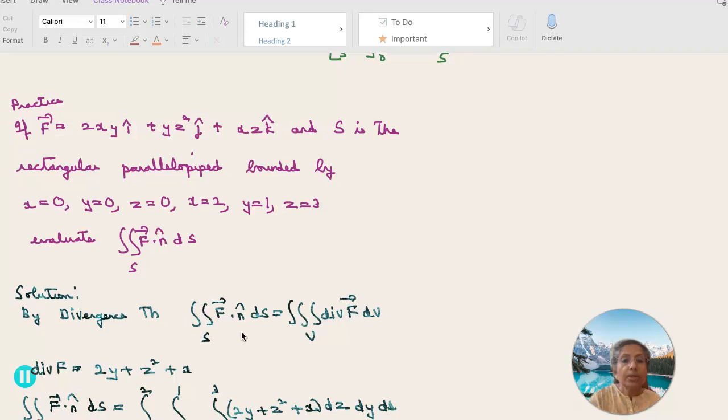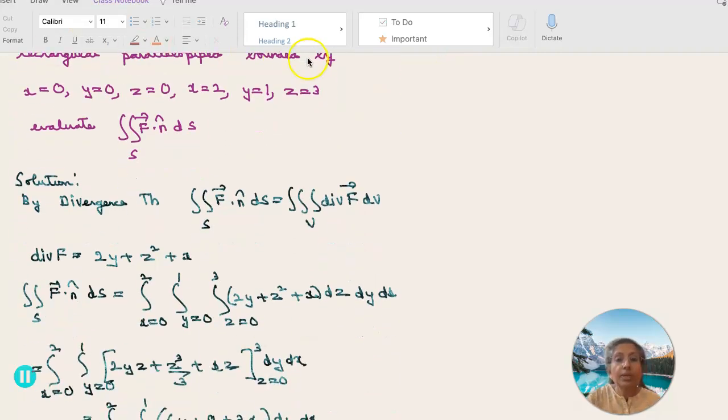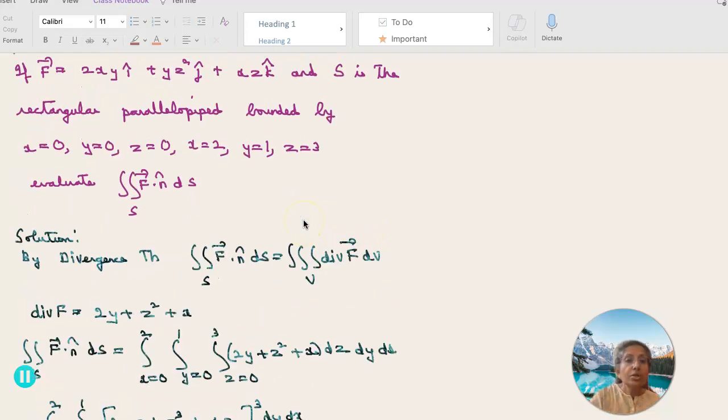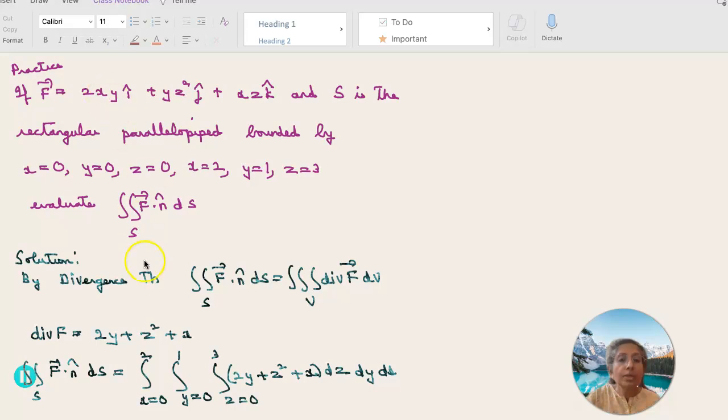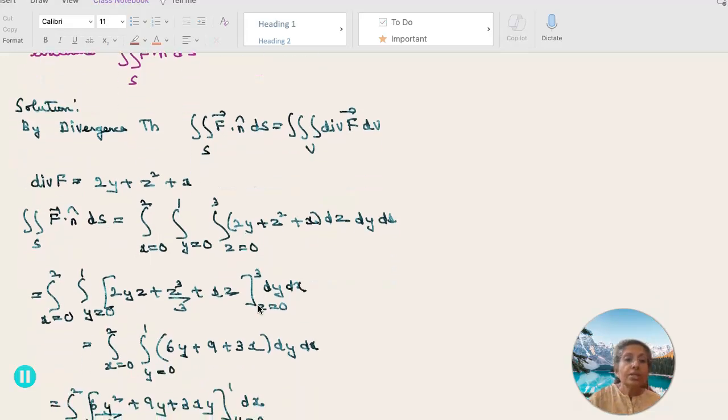Again by divergence theorem, double integral over S of F dot n dS will be triple integral over V of divergence of F dV. And what will be divergence of F here? It will be del by del x of 2xy, which is 2y, plus del by del y of yz squared, which is z squared, plus del by del z of xz, which is x. So triple integral over V becomes, the limits are quite simple here, x varying from 0 to 2, y varying from 0 to 1, z equal to 0 to 3, and what is your divergence? 2y plus z squared plus x dz dy dx.